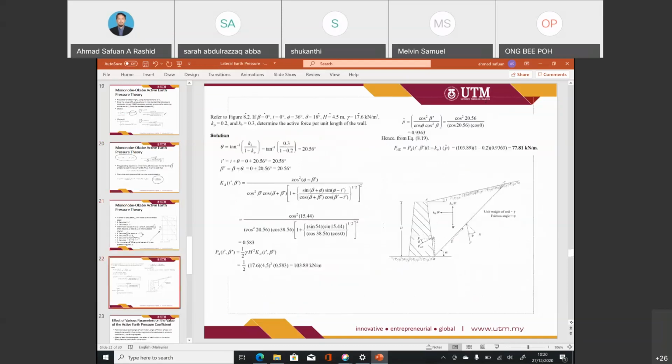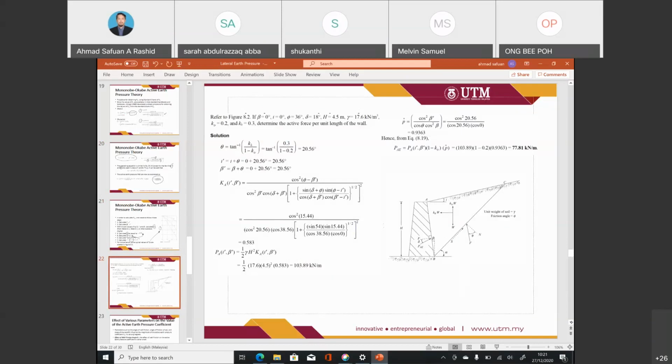Okay, refer to figure 8.2. This is the figure that we normally refer to in order to solve the problems. In this case, this is just to identify the meaning of each notation.